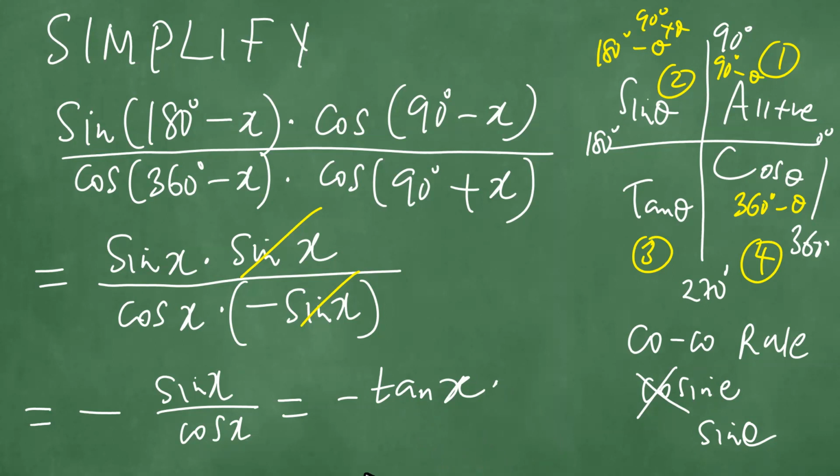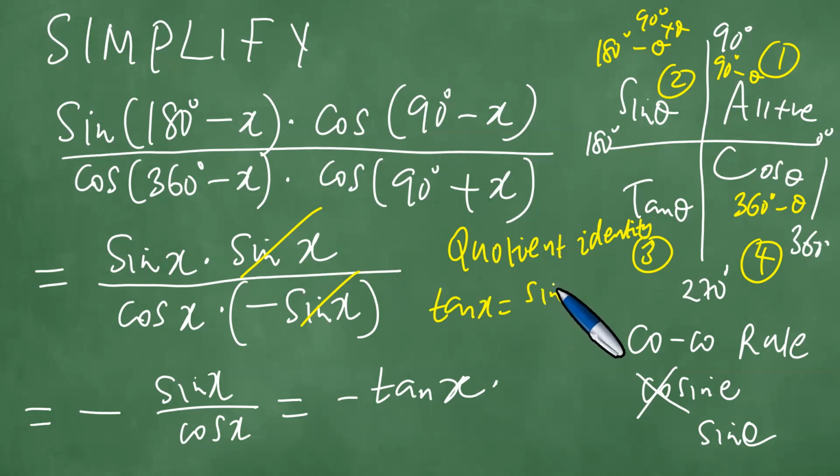Where do we get the tangent? Because sine over cosine is always tangent. It's called the quotient identity. So we learn that the quotient identity is that if you have the tan of x, it is sine x over cosine x. It's called the quotient identity. It's a quotient.